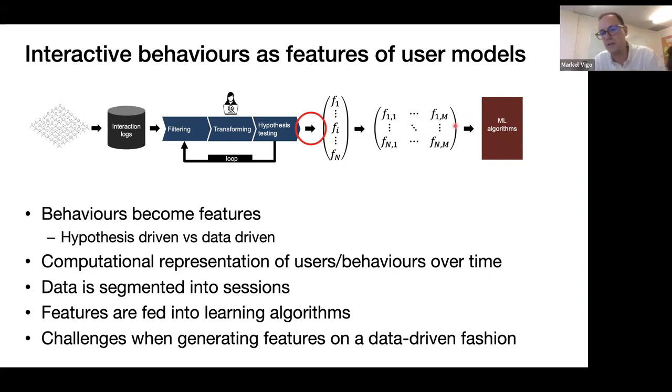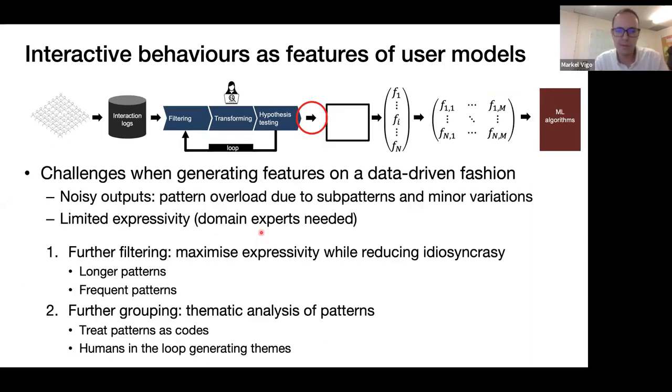And then you can feed this matrix to machine learning algorithms that, if you know the class, you can apply supervised learning. If you don't know it, you can do unsupervised learning. Now, there are even further challenges if you adopt the data-driven approach, right? If you are more exploratory and just trying to see what kind of features might be in the data, so maybe problems. And the problem is that the noisy outputs problem that we mentioned before is not gone, right? Because now you have pattern overload.